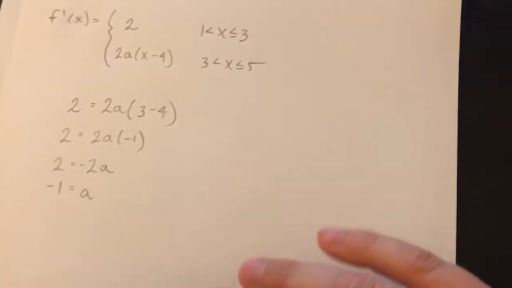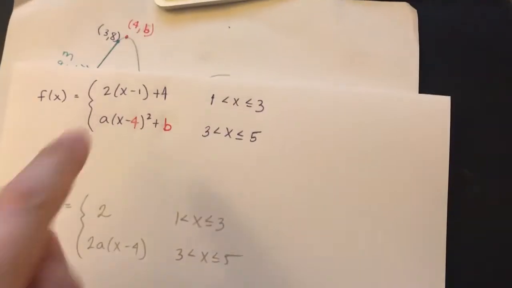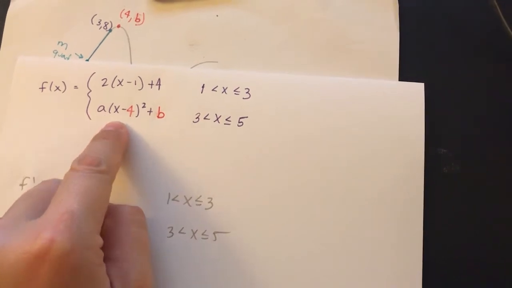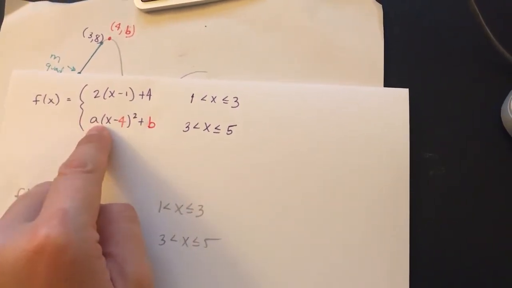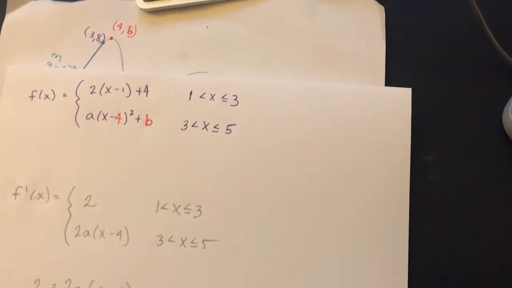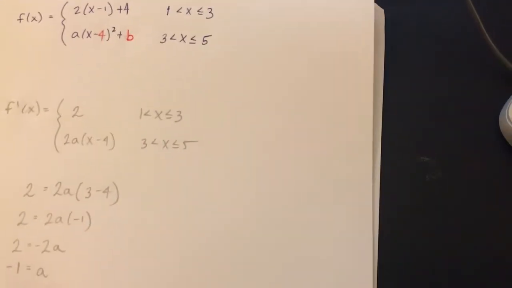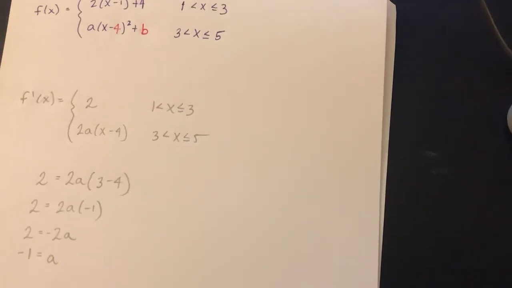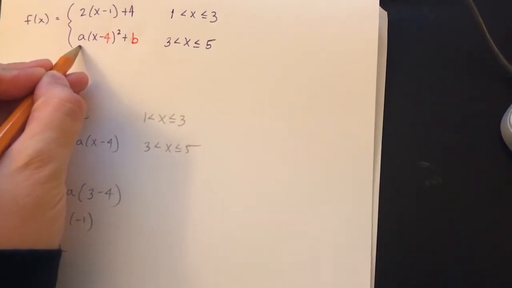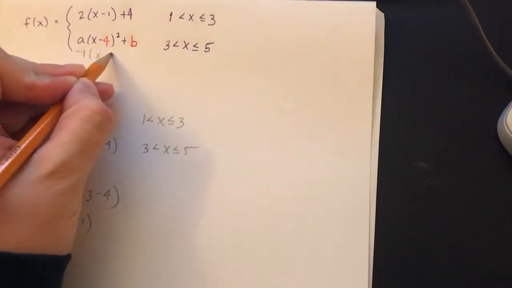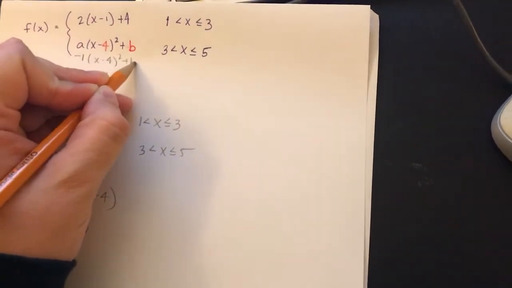From there, if I come back up here to the top again, I know that my a value is negative 1, in order to force these to be differentiable and continuous. So I already know that a should be negative 1 in order to make them differentiable. Now, in order to force them to be continuous, and I'll write this as we go, if I come back up here again, instead of writing a, I'm going to write negative 1 times x minus 4 squared plus b.